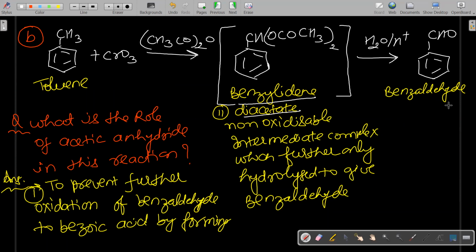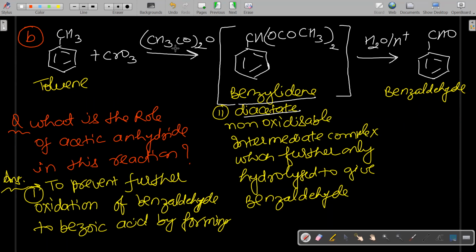Okay. So there is one reasoning question that comes: what is the role of acetic anhydride in this reaction? Or we can say, why is acetic anhydride added for oxidizing toluene to benzaldehyde using CrO3?